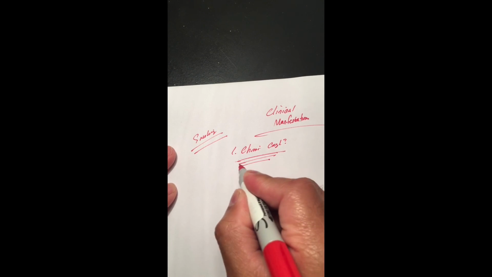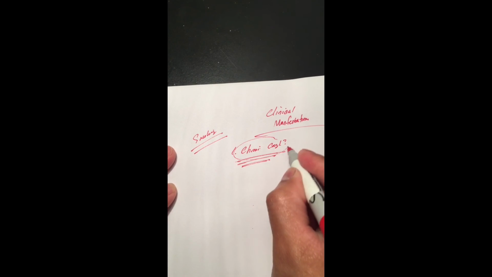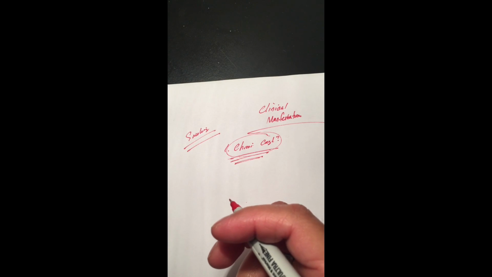So let's jump right in. Let's move on to your clinical manifestations now. The number one thing that you have to focus on is this chronic cough. And then we'll explain why, because this will lead into very, very many different things.